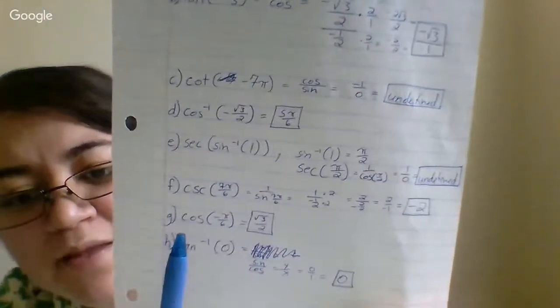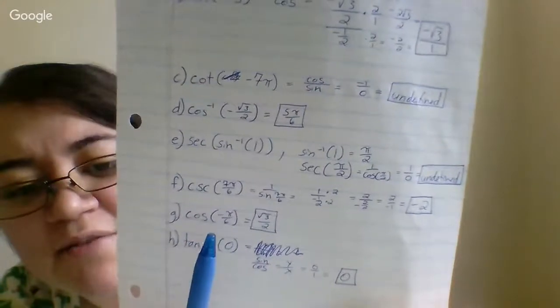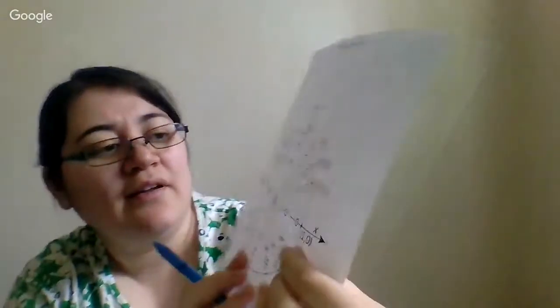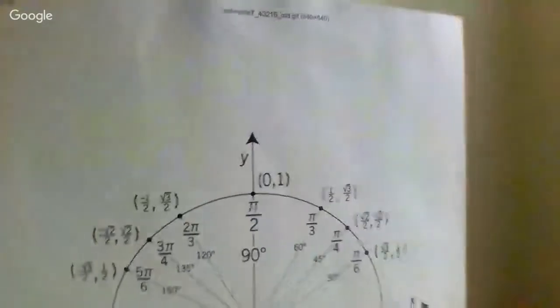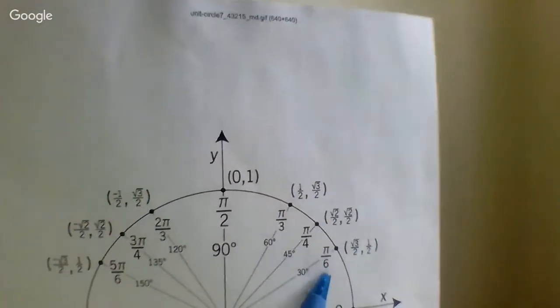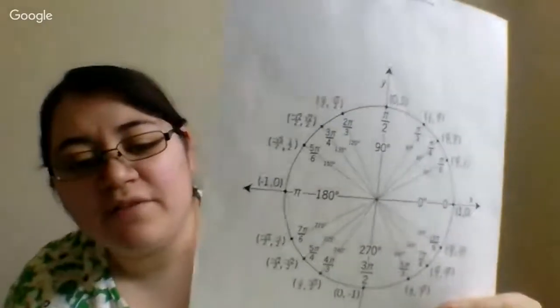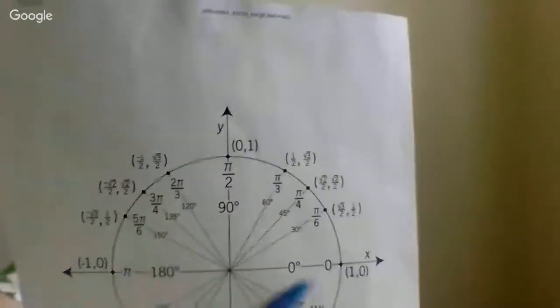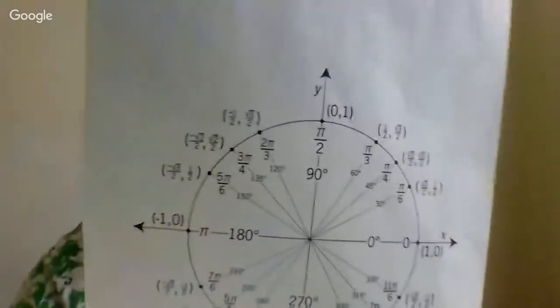So G is cosine of -pi over 6. This one is one of those pretty straightforward ones that fall within the bounds that we have to consider, which is going to be the square root of 3 over 2 for letter G, because we always have to consider the bounds of the functions that we are looking in.